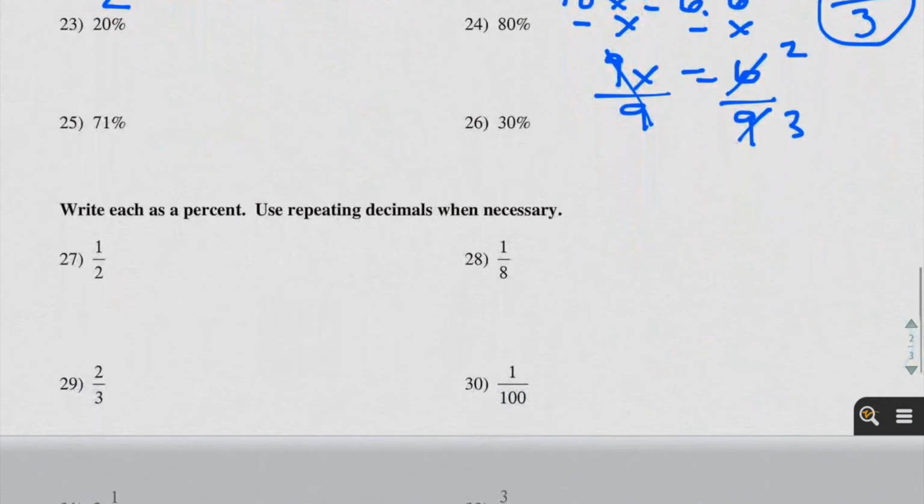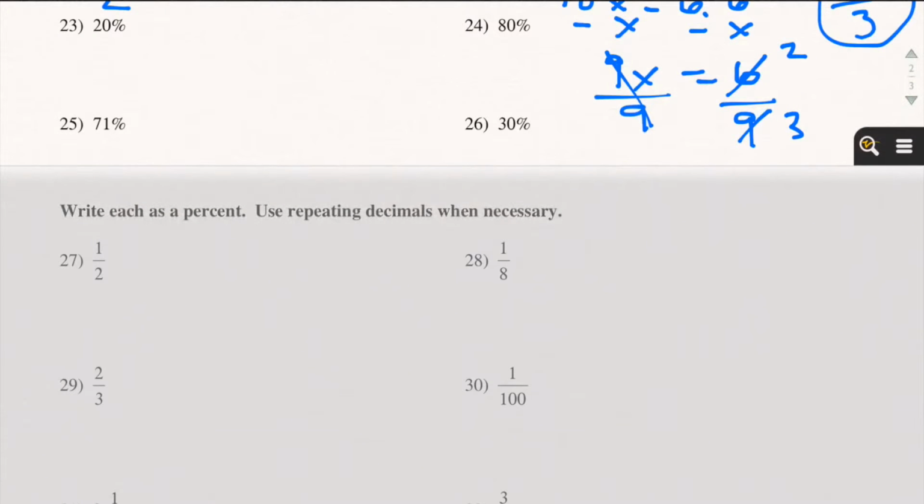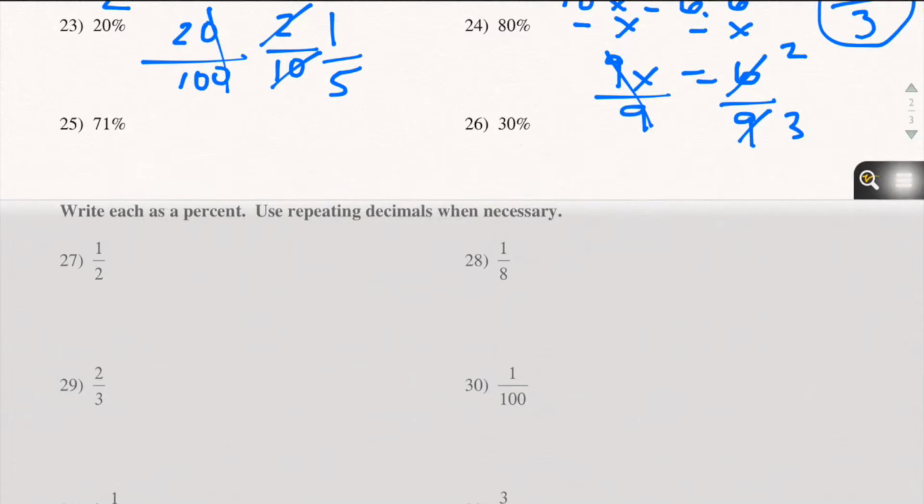Okay, number 23. So we're going to have that 20, and then we put it over 100. These zeros cancel. We end up with 2/10. Common factor is 2. 2 goes into 2 one time. 2 goes into 10 5 times. So we end up with 1/5.